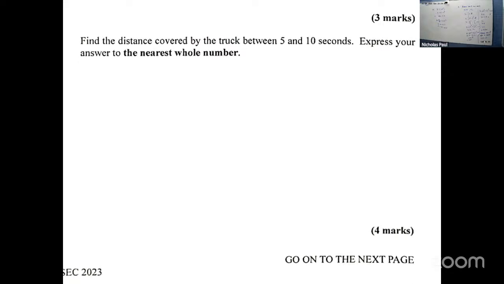Find the distance covered by the truck between 5 and 10 seconds. Express your answer to the nearest metre. So once you see between 5 and 10, you integrate between limits. Once they give you between two values, that is where you use limits. You work out 10, you work out 5, and subtract. That's the last part: distance covered between 5 and 10.